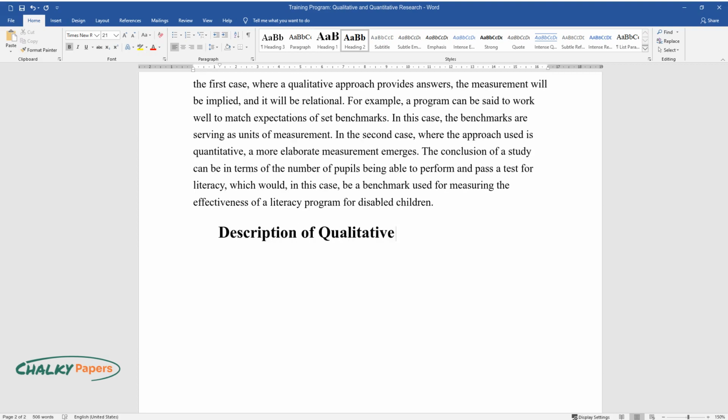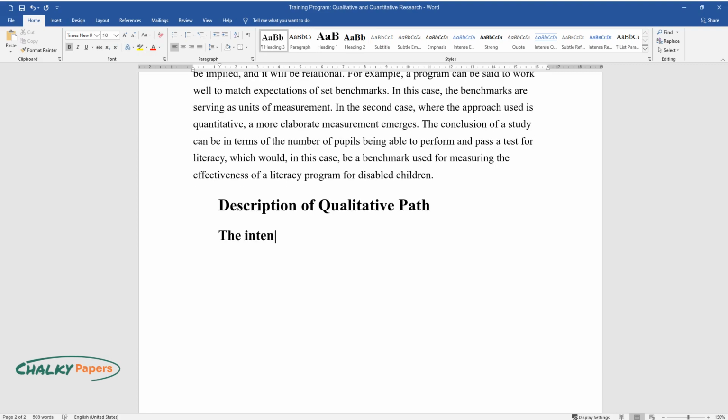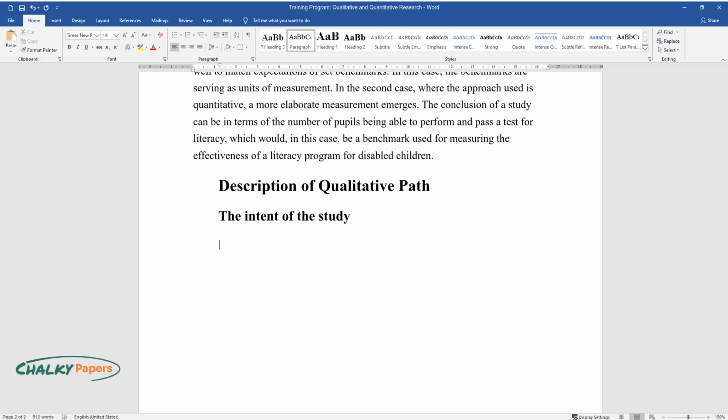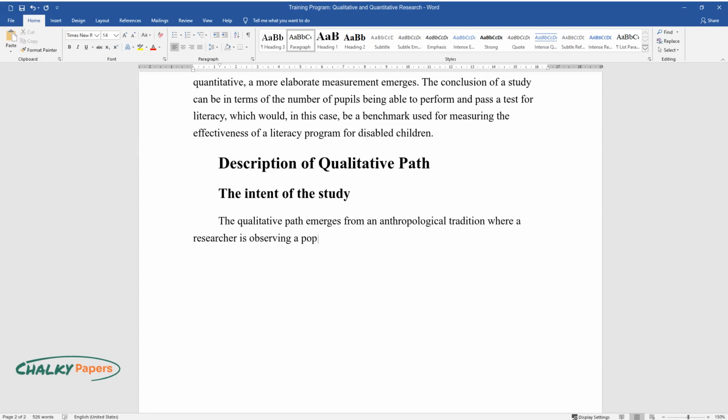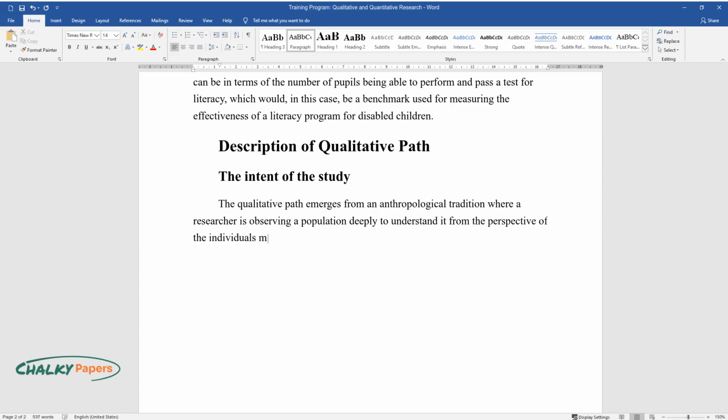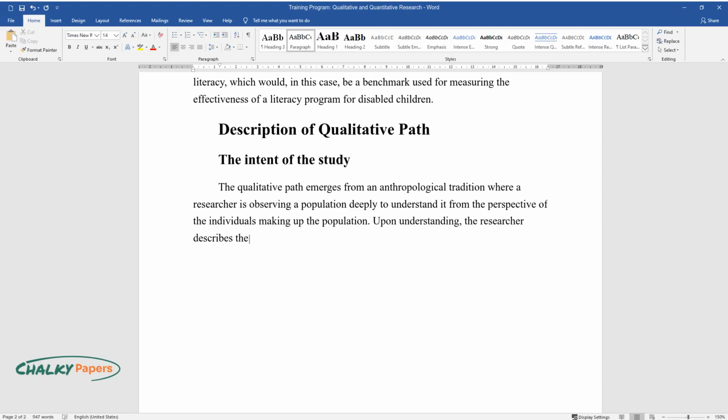Description of qualitative path. The intent of the study. The qualitative path emerges from an anthropological tradition where a researcher is observing a population deeply to understand it from the perspective of the individuals making up the population. Upon understanding, the researcher describes the findings in detail to transfer the understanding to a reader.